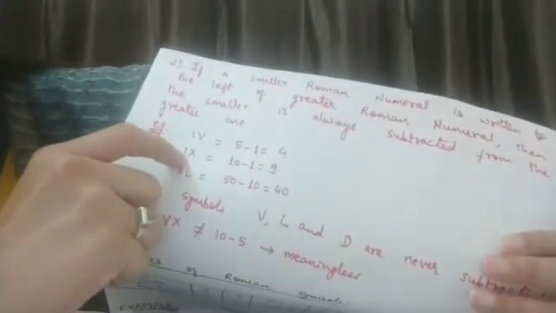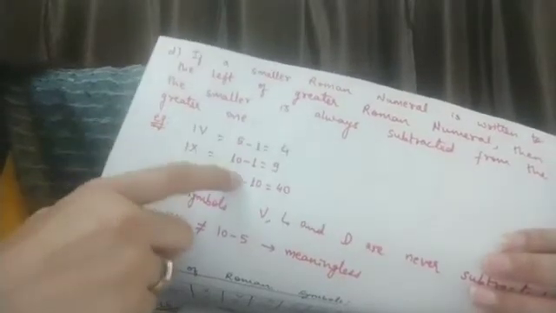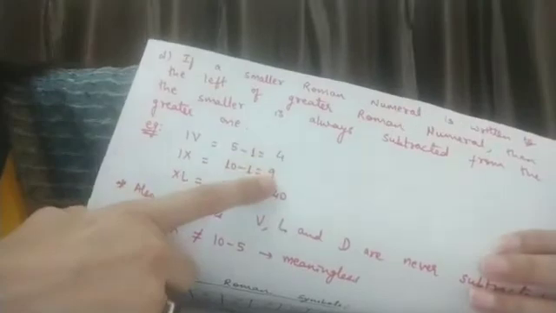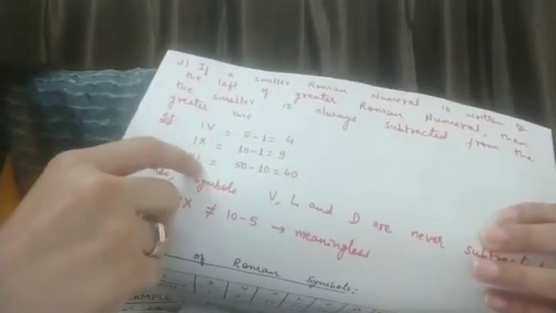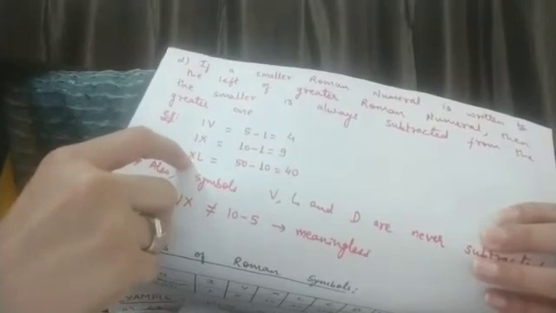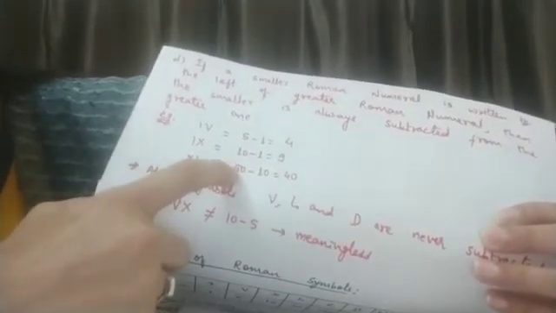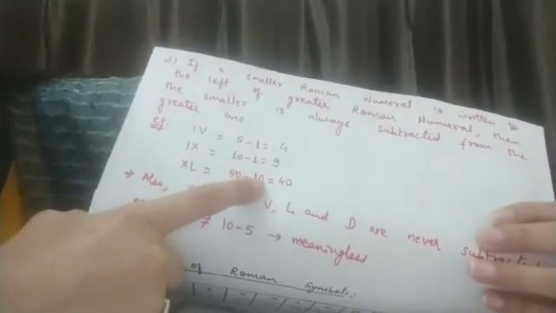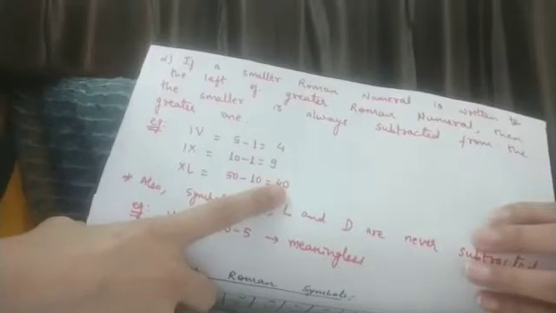Now next example, IX. Here I is smaller than X, so 10 minus 1 we get 9. Here XL. Here L is greater than X, or we can say that X is smaller than L. So L means 50 and X means 10. So 50 minus 10 we get 40.